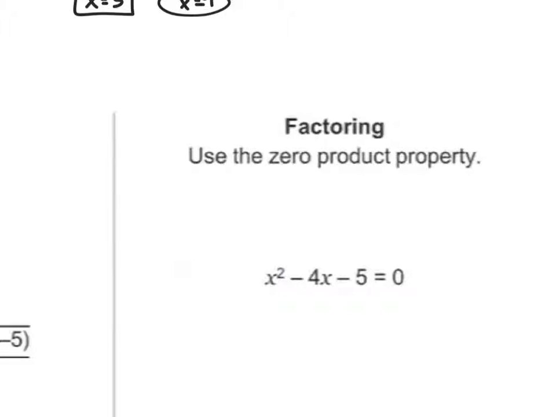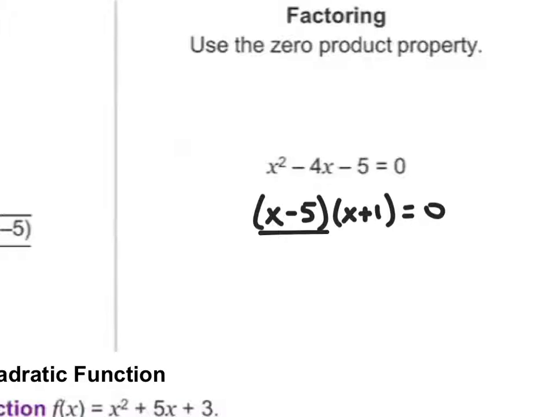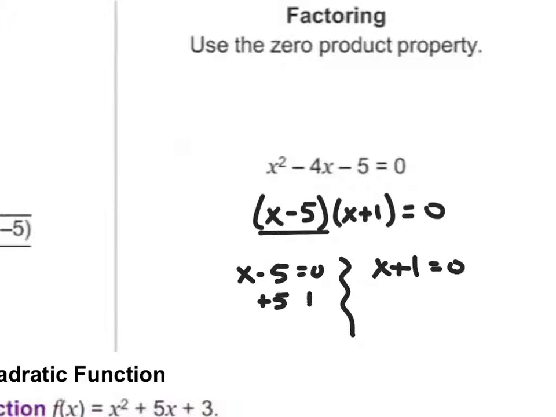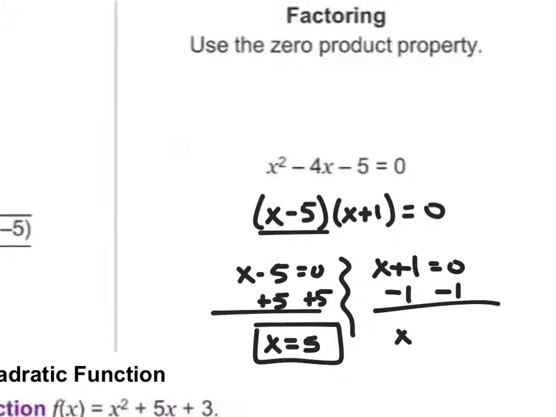If I factor this, I get two numbers that multiply to negative 5 and add to negative 4. So I'm going to do x minus 5 times x plus 1. Now remember, if we factor it, we just set each of our factors equal to 0. So I'm going to add 5 to both sides, so we get that x is equal to 5. Subtract 1 from both sides, and I get that x is equal to negative 1. We get the same answers.